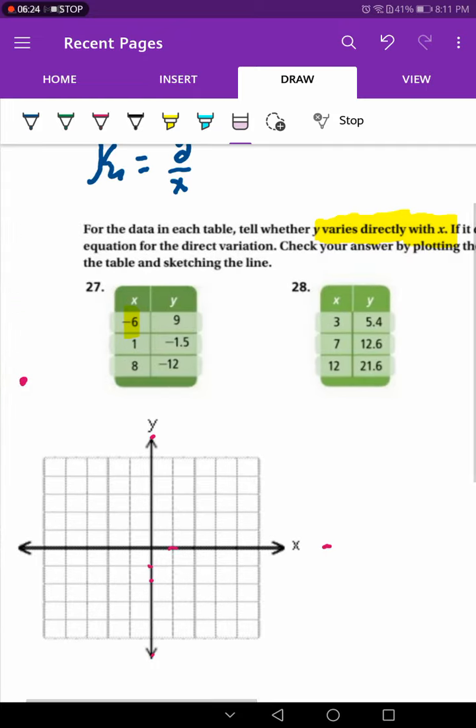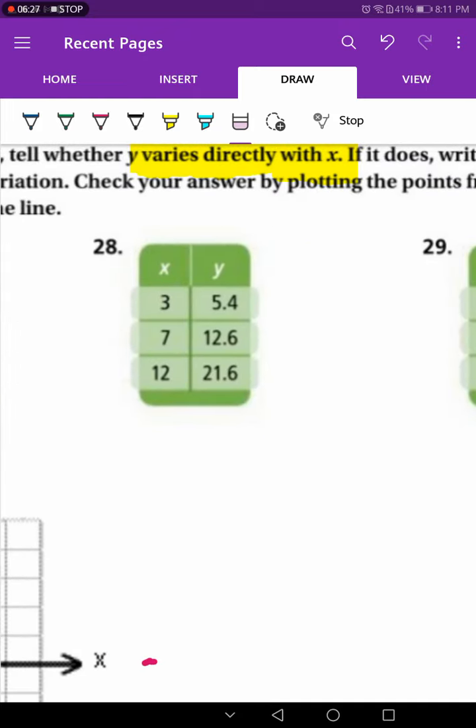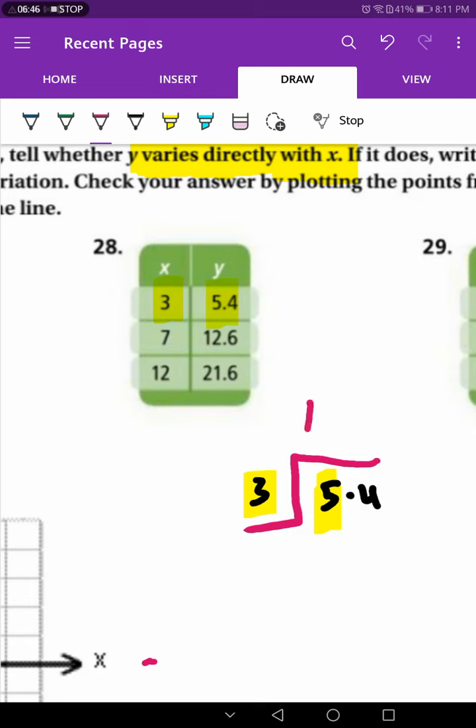My dear student, let us do number 28. It is 5.4 divided by 3. How can we do it? You ask how many 3 in 5? It is 1. 1 times 3 equals 3, and 5 minus 3 is 2. Now I cannot drop the 4 until I put the point or the dot up. How many 3 in 24? 8. So the first one is 1.8.